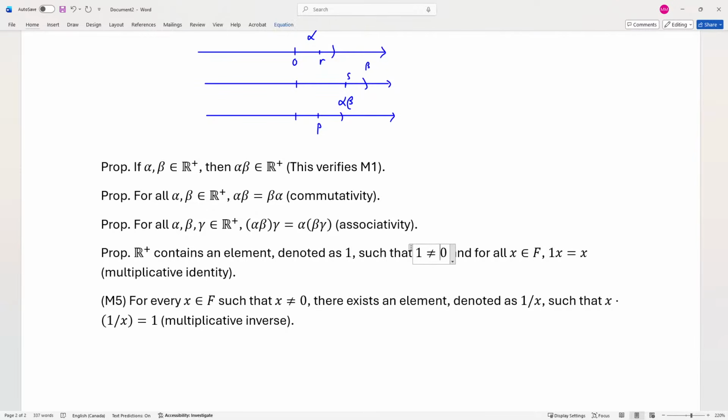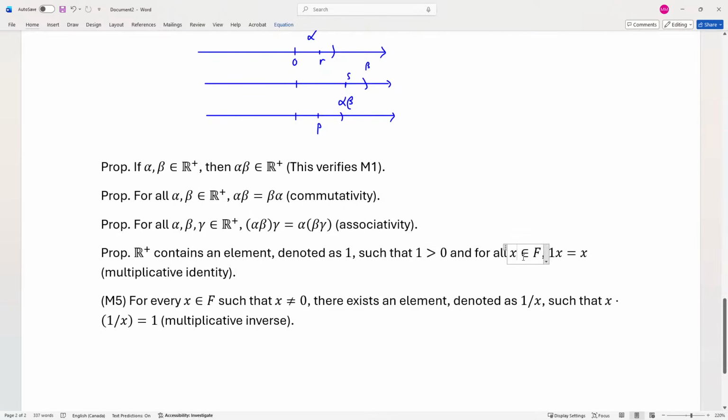Actually, let's prove something stronger. Let's prove that 1 is greater than 0. If you can prove 1 is greater than 0, then it's already not 0. Right? Remember, that follows from the axioms of order. Exactly one of three relations is true between any two elements x and y in an ordered set: either x is equal to y, or x is greater than y, or x is less than y. So if you can prove x is greater than 0, that means x cannot be equal to 0.